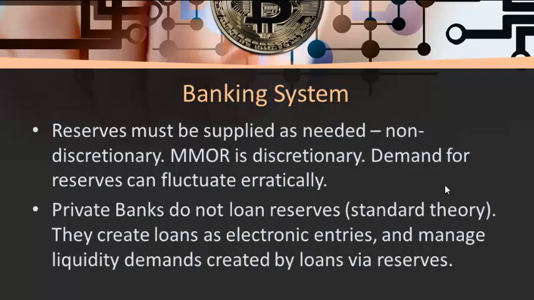So money is actually reserves. Private banks do not loan reserves. Reserves are kept in the banking system or given to people as cash. When they make loans, they create electronic entries, and these are separate. You can say that they loan credit.